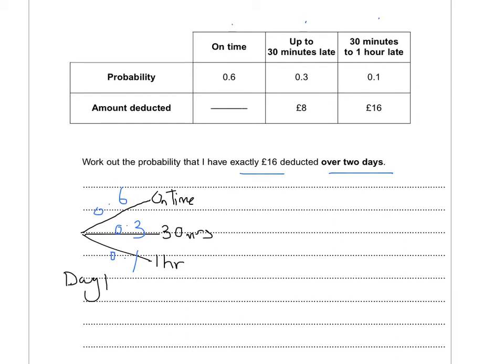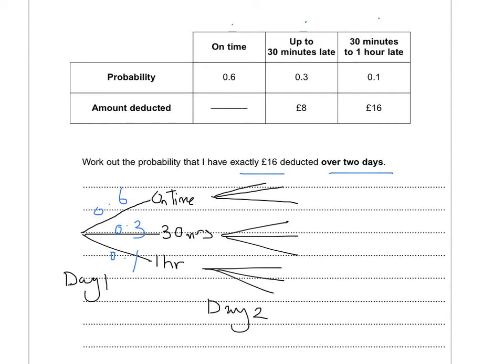We then have to look at day 2. So there are 3 branches that can stem to show what happens on day 2. Again, I could be on time, I could be 30 minutes late, or I could be an hour late. And the same probabilities occur on each of these branches.